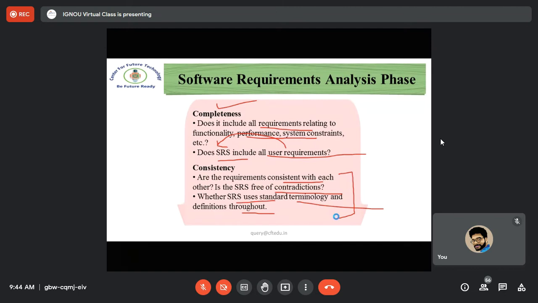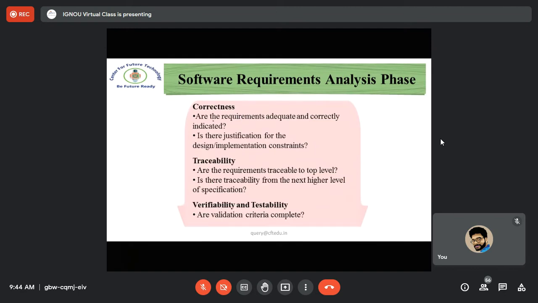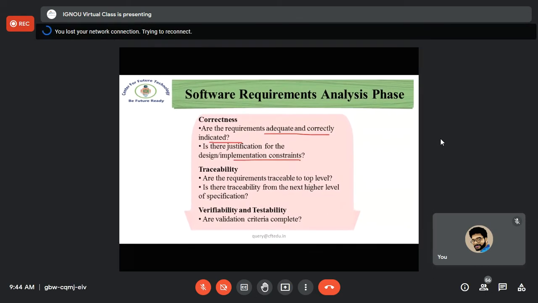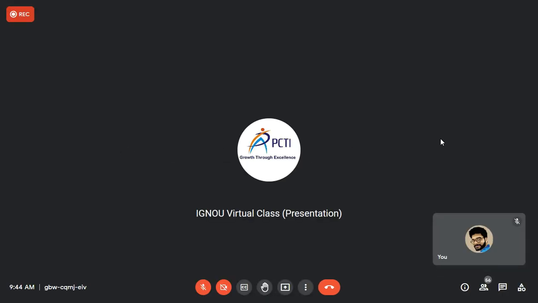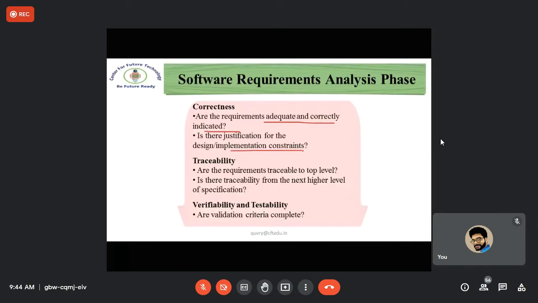Another important aspect is correctness. Are the requirements correctly indicated in the proposed software requirement document? Is there a justification for the design or constraint? Sometimes compliance parameters are there, so that must be ensured in terms of the correctness of the implementation. Traceability: are the requirements traceable to the software, because different stakeholders are involved.